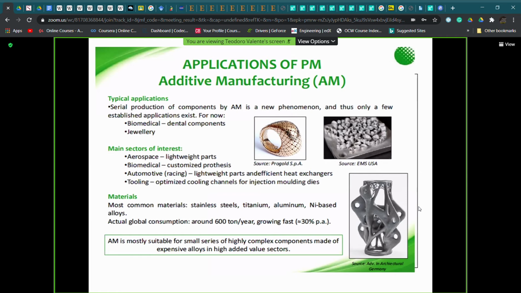The most common materials available now are steels, stainless steels, titanium, aluminum, nickel-based alloys, but still, as I told you before, more work to develop suitable powders is to be made if we want to compare the possibility of having components made by this technique with a traditional, for example, casting technology.